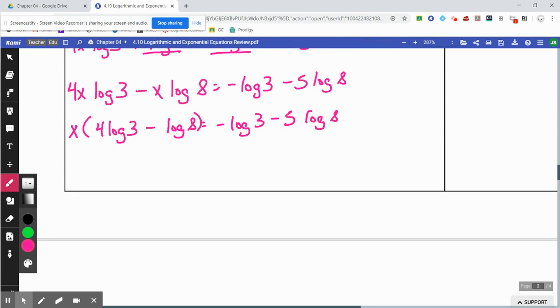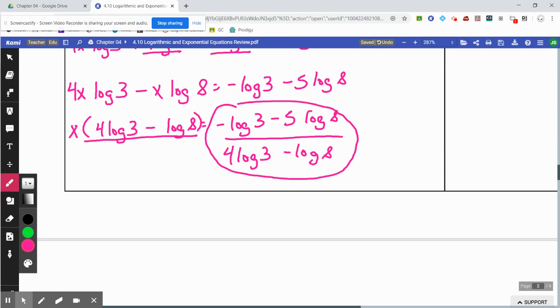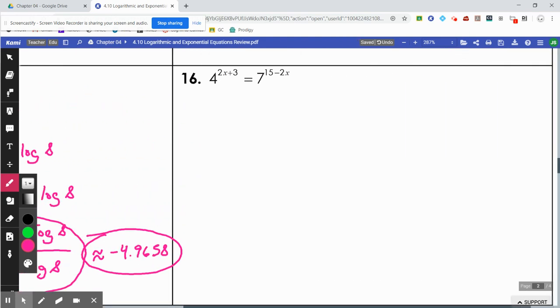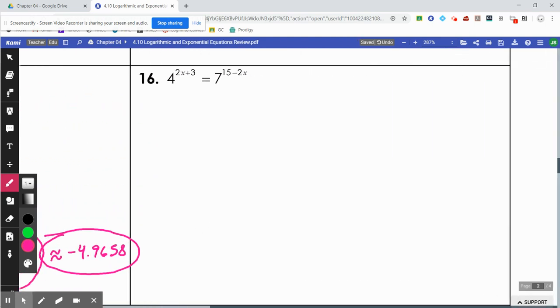Last step is, since this is being multiplied by x, we're now going to move it to the other side by dividing. So you're going to divide by 4 log 3 minus log 8. So this is your exact answer. All those numbers out front can be moved up into exponents. That's going to be approximately negative 4.9658.